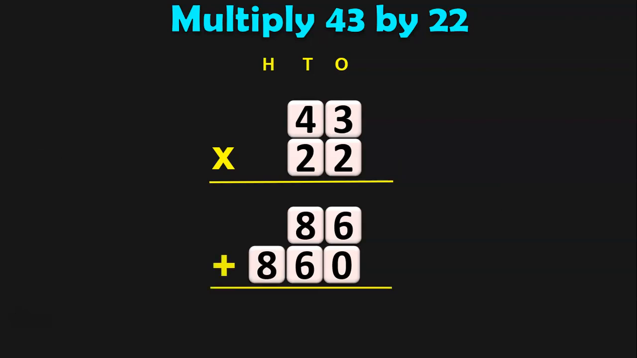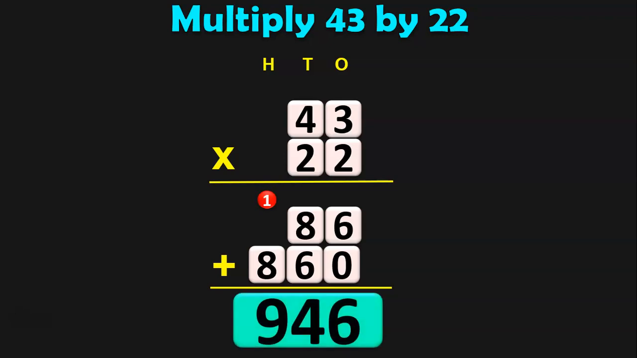Now the next step is to add the products that you have obtained. So the first product 86 is obtained by multiplying 43 by 2. The next product 860 is obtained by multiplying 43 by 20. So now we have to add these two. 6 plus 0 is 6. 8 plus 6 is 14. 4 carry over 1. 1 plus 8 is 9. So the answer is 946. Hope you are able to understand how we are doing this 2-digit by 2-digit multiplication.